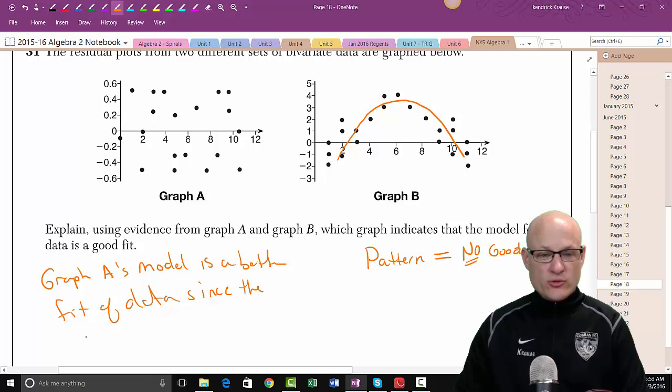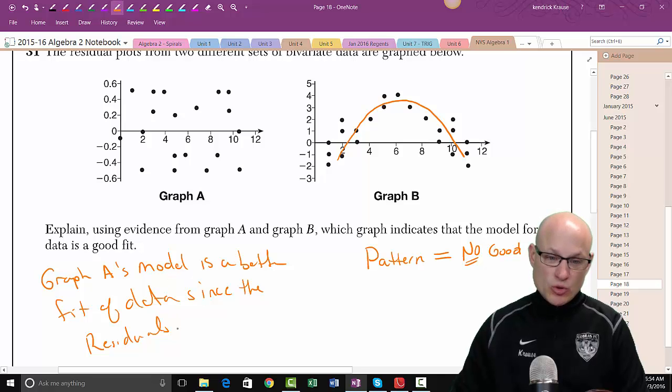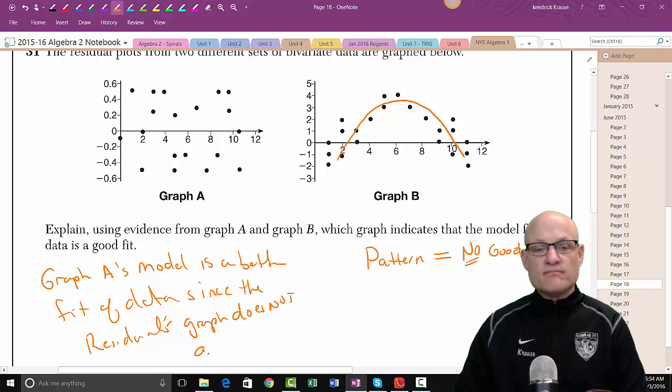the residuals graph, that's what I meant. The residuals graph does not have a pattern. All right.